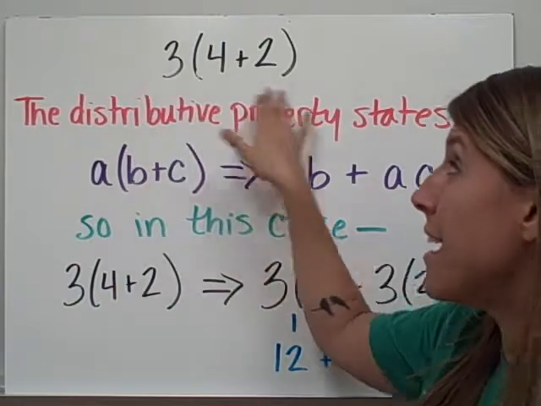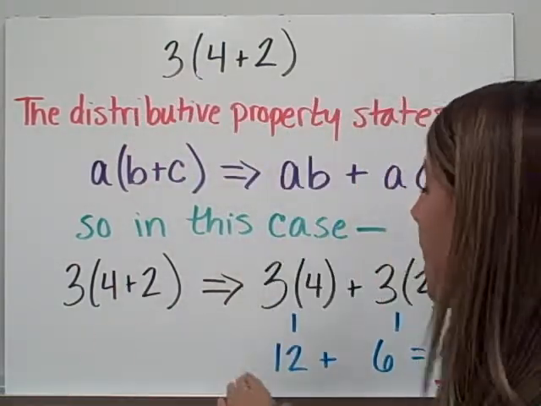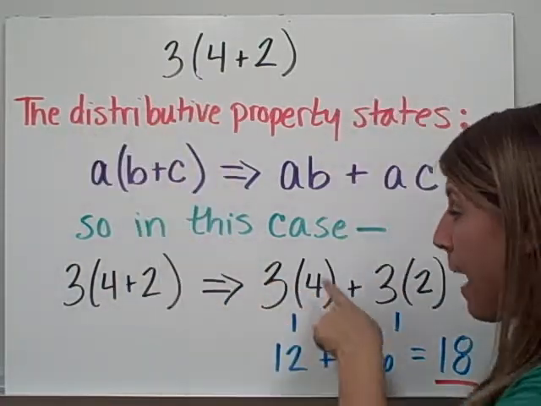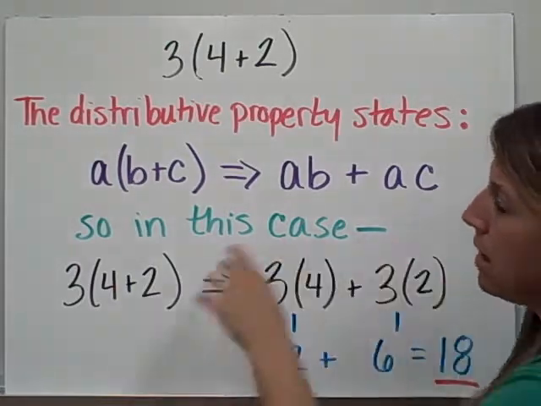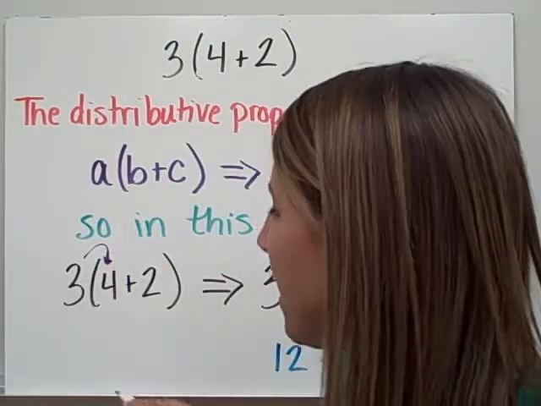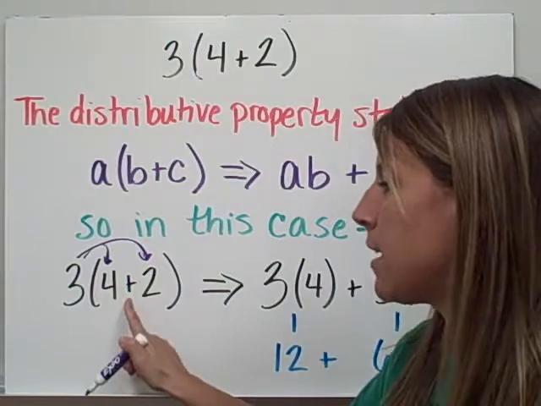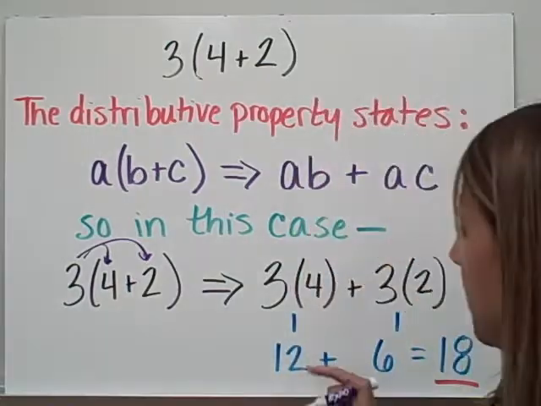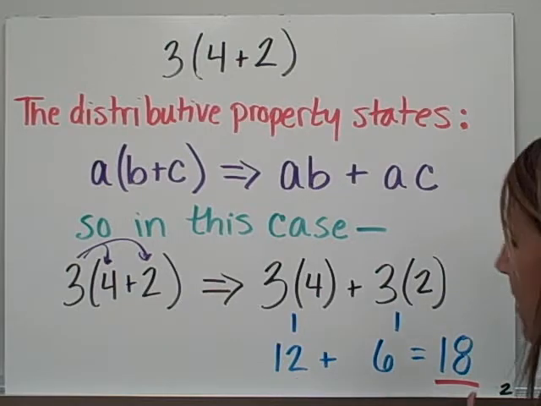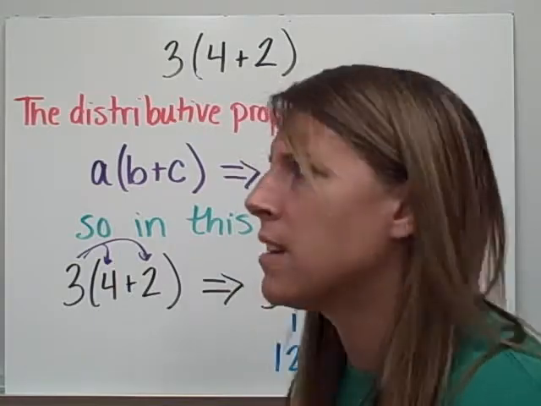So, in this case, with 3 times the quantity 4 plus 2, I can say, well, then that's equal in value to 3 times 4 plus 3 times 2. I've just taken the number that's being multiplied by the quantity, and I multiplied it to the first value, and I multiplied it to the second value, and then I added them because the expression inside said to add. And 3 times 4 is 12, and 3 times 2 is 6, and 12 plus 6 is 18. So I get the same answer. I get an equivalent solution.